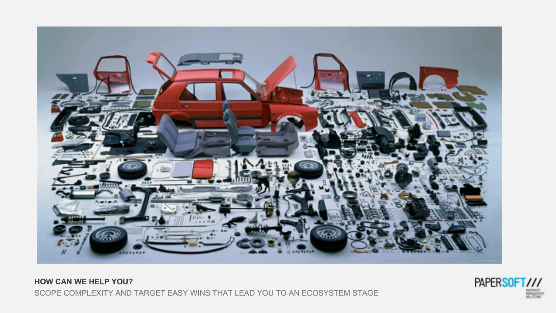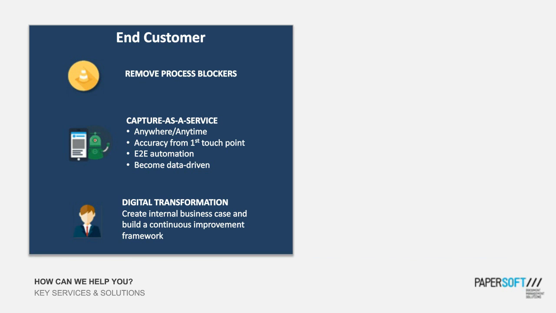And so I think this, as the picture shows, is something that is very complex to do alone. So some experts in the area might be able to help you out, and PaperSoft is one of the companies that helps companies build up the digital transformation initiative. We can help you with three initiatives: either remove process blockers if you're already struggling with them, capture as a service alternatives to capturing and processing information using capture and workflow, and also building up this internal continuous improvement framework that we have.